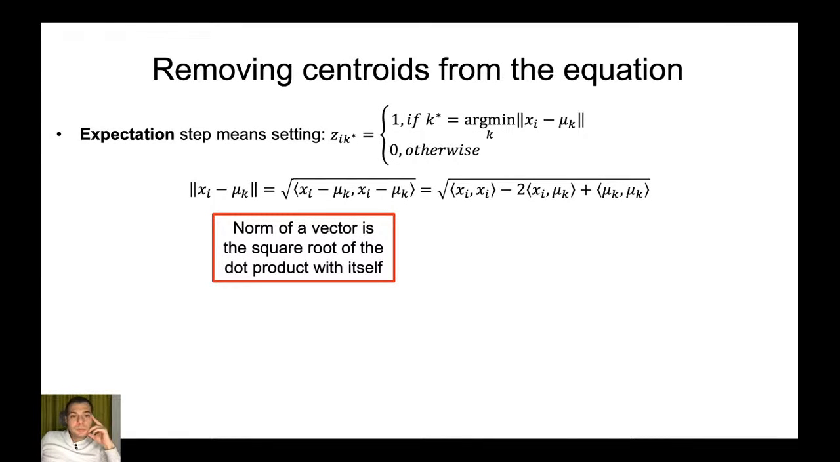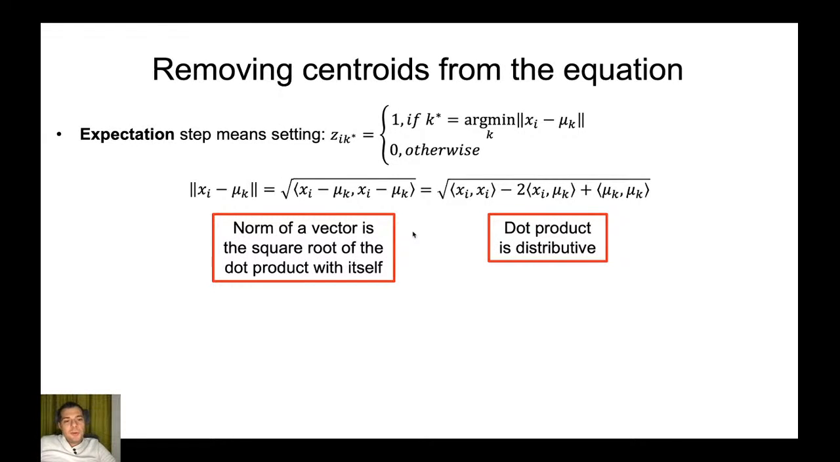So what we can use here is the distributive property of the scalar product and rewrite this as the scalar product between the vector x i with itself, the average mu k with itself, and subtracting 2 times the scalar product between x i and mu k. So this will give us the scalar product of the vector of differences between x i and mu k.